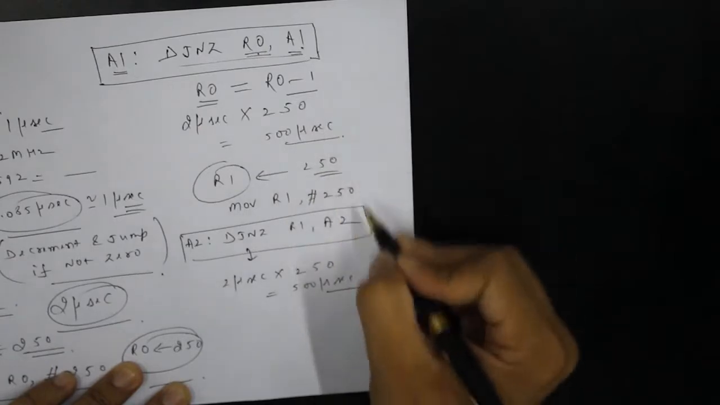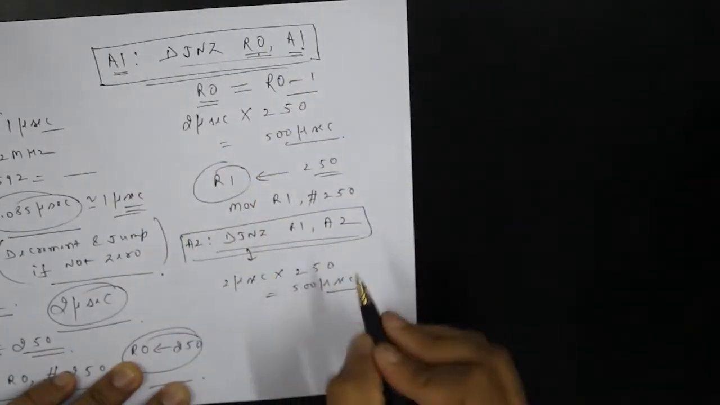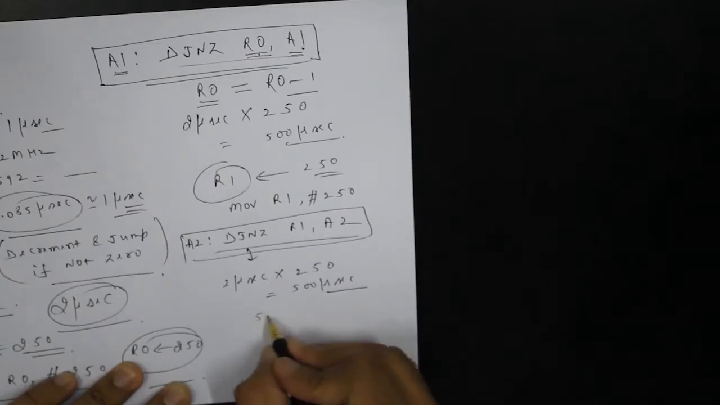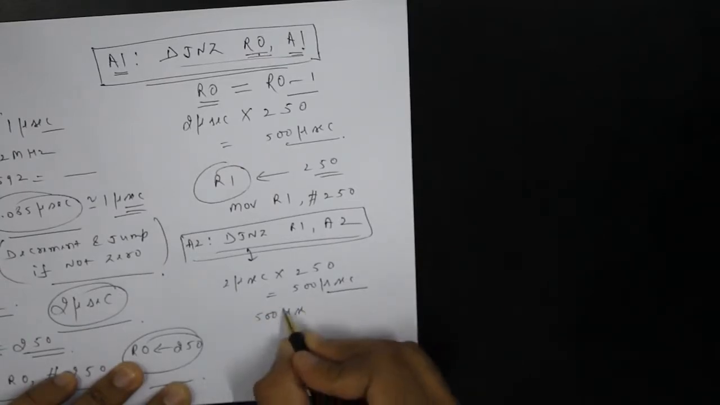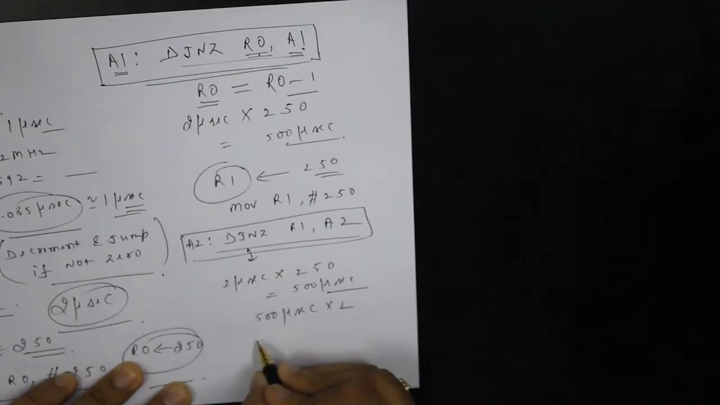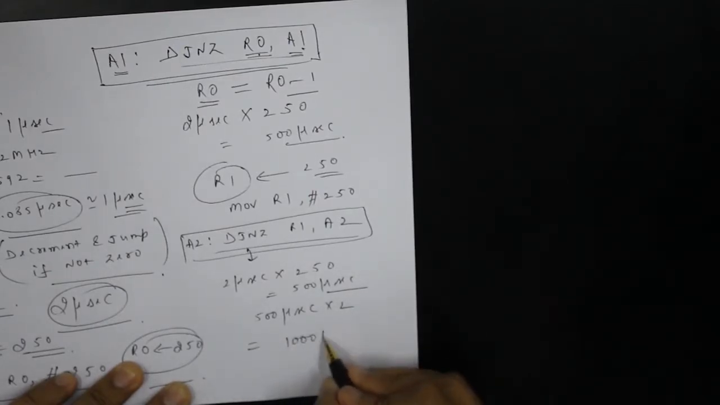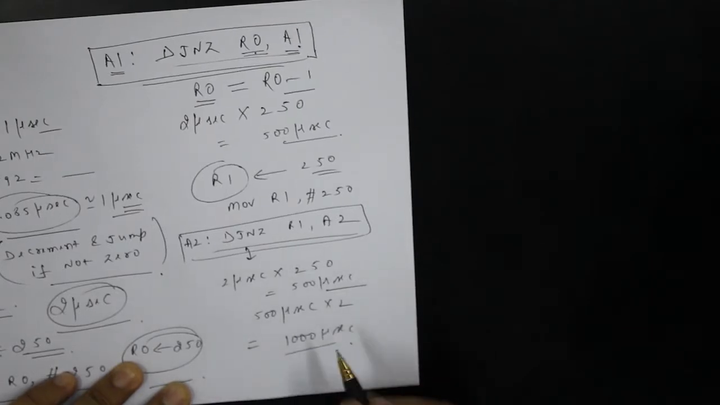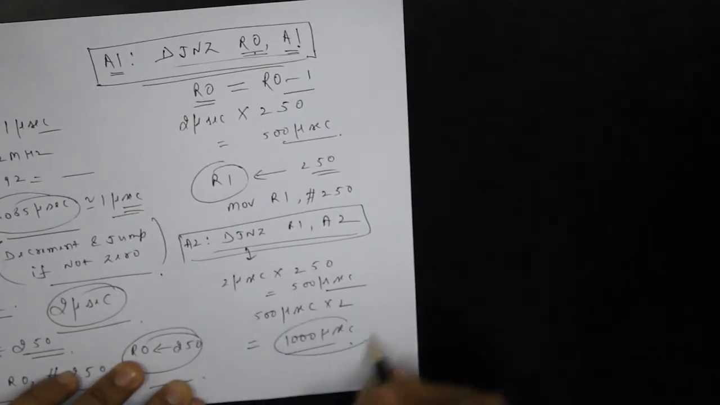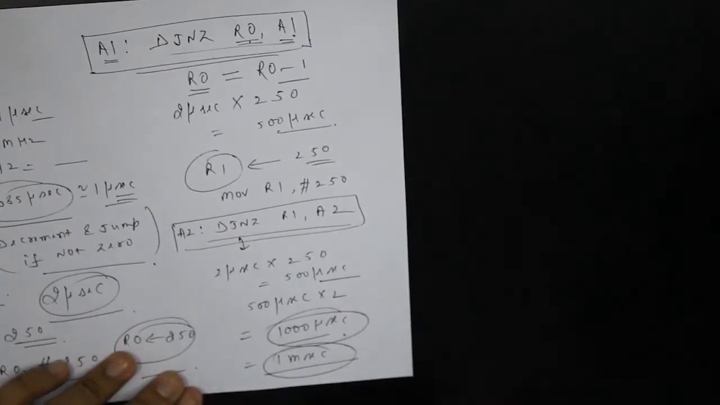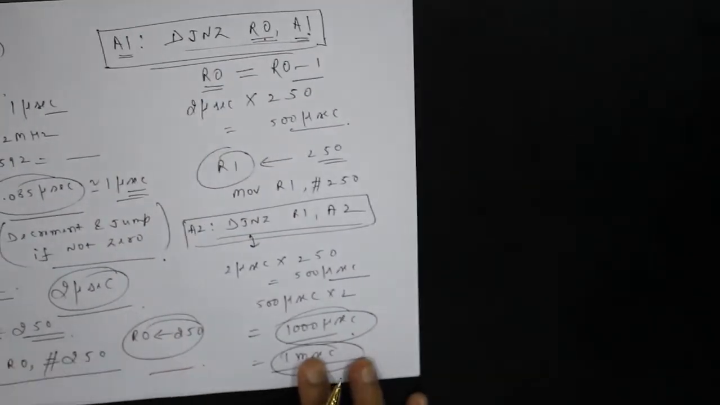And if these 2 instructions are used one after the other, you will have a time delay of 500 microseconds into 2, which means 1000 microseconds, and this 1000 microseconds indicates that it is 1 millisecond of time delay. This is 1 millisecond of time delay, right? Is this clear? This entire sequence of events.